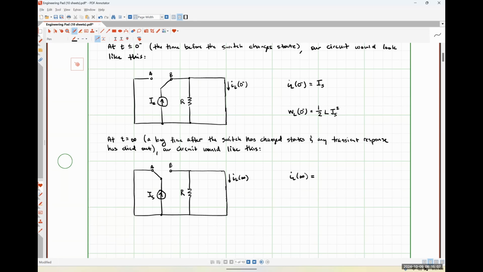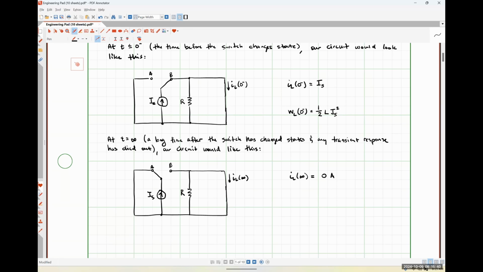Say it louder, Ashton. 0. So our current at this particular point in time is 0. There's a couple of simple reasons why we can infer that. The inductor is no longer connected to any sort of excitation source, and our transient condition has died out. So there can't be any current flowing through it.